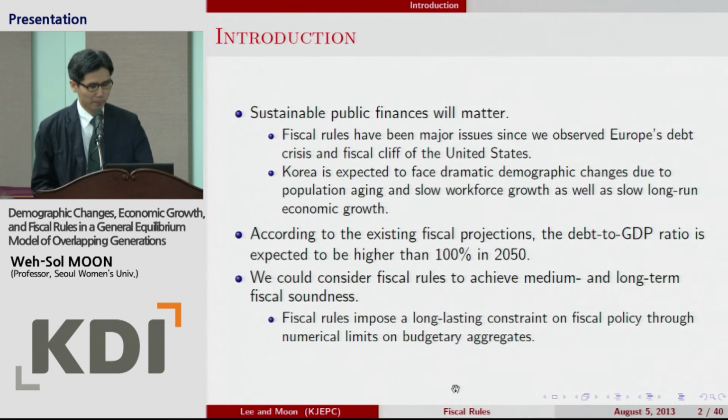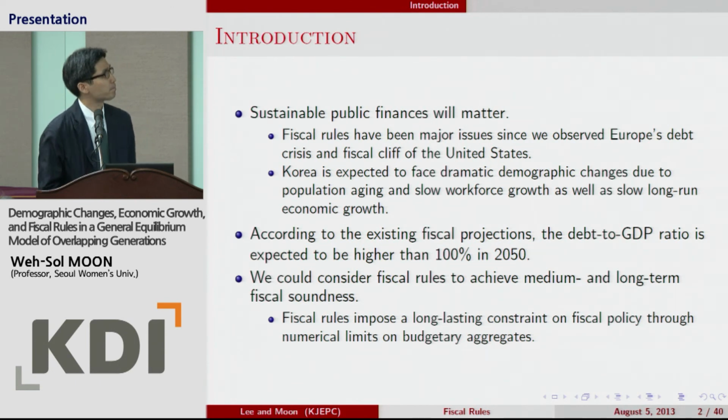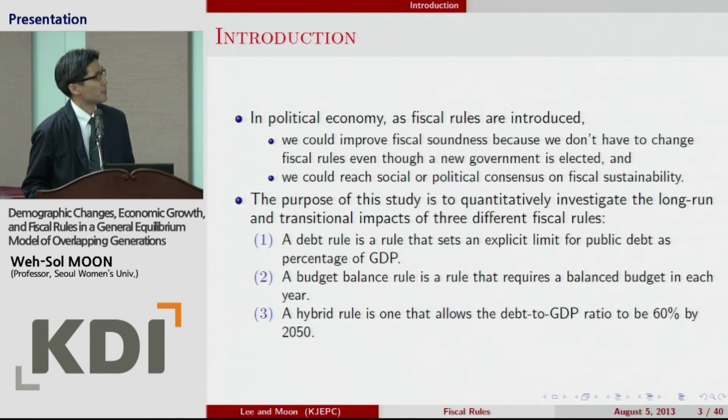Let me introduce fiscal rules. Fiscal rules impose a long-lasting constraint on fiscal policy through numerical limits on budgetary aggregates like the debt to GDP ratio or primary budget balance. In this paper, we'll look at three different rules. The first is a rule that sets an explicit limit for public debt as a percentage of GDP. The second, the budget balance rule, is literally a balanced budget. The third one is a hybrid rule.